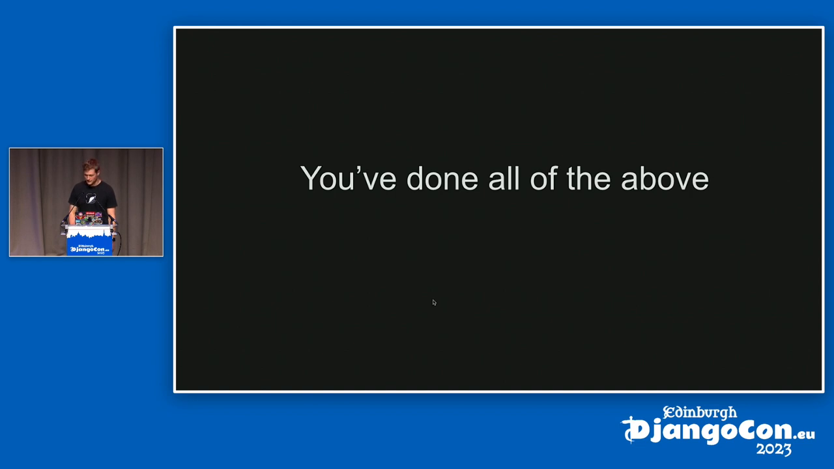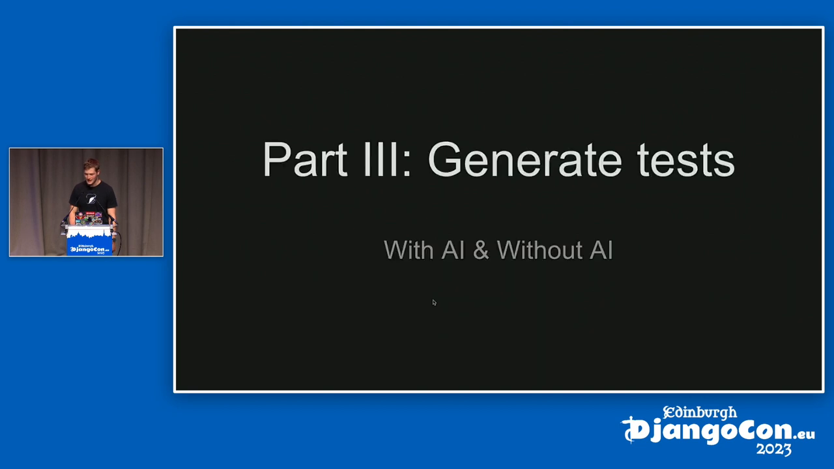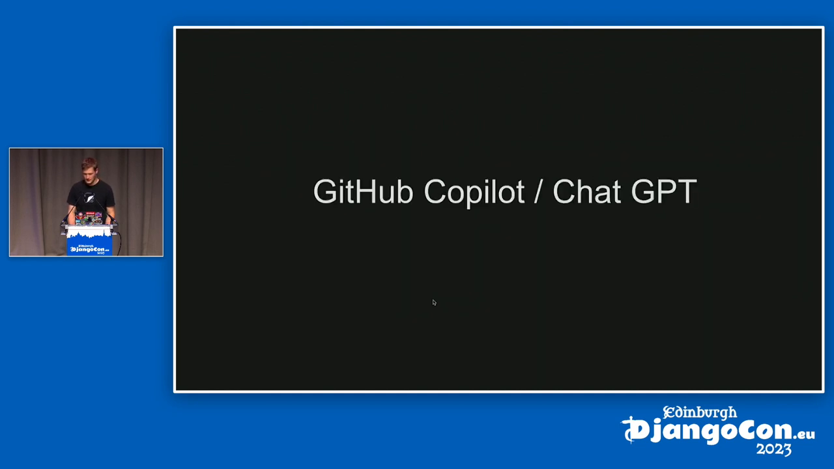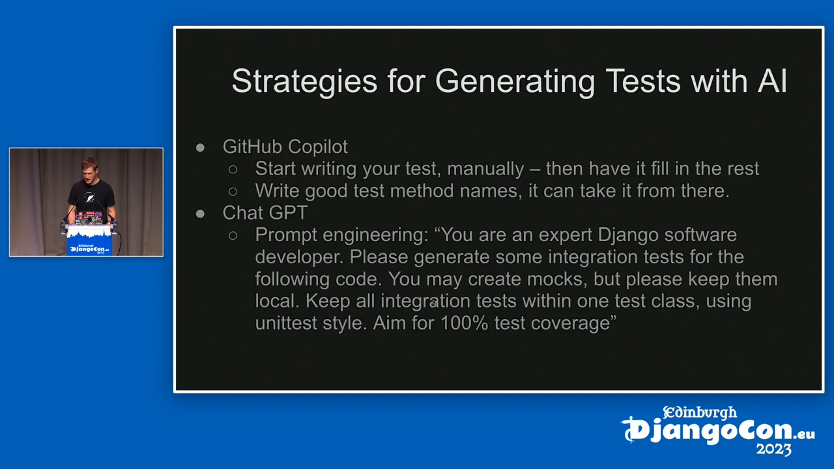So you've done all of this, but is there more we can do? And yes, there is. So let's talk about generating tests with AI and also without AI. A couple of the folks I talked to use GitHub Copilot and ChatGPT to write tests. I was going to give you a demo, but I think this is the kind of thing that's best played around with yourself. So the strategies you can use with GitHub Copilot: you can write one test, maybe it will generate some other ones, then have it fill in the rest. And also, you can just write good test method names, and then maybe it can take it from there and write the rest of the test for you.